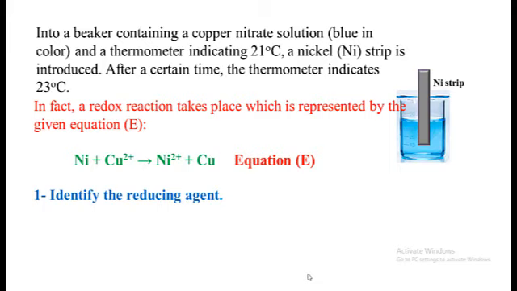Number 1. Identify the reducing agent. As you can remember, the reducing agent is the species that undergoes oxidation half reaction. Now, how can I know which species undergoes oxidation half reaction in this reaction? I can know according to the variation in the oxidation number. As you can see here, nickel, its oxidation number was 0, whereas when it becomes Ni2+, its oxidation number becomes +2. So here, Ni is the reducing agent since its oxidation number increases from 0 to +2, so it undergoes oxidation half reaction.